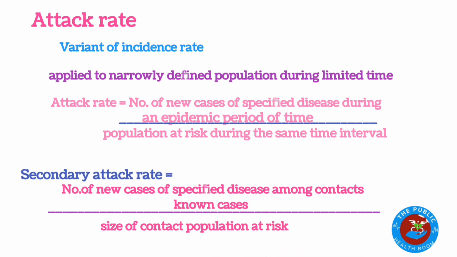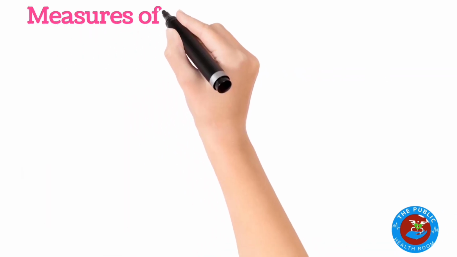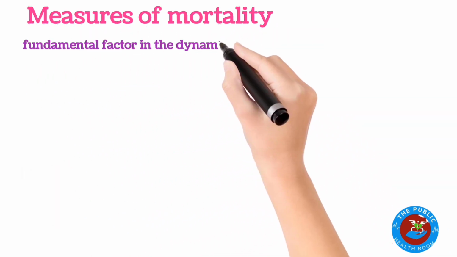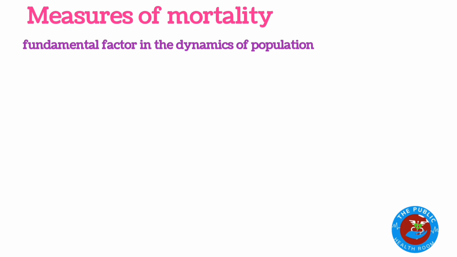Measures of mortality rate. Mortality is the fundamental factor in the dynamics of population growth and causes of death. A mortality rate is a measure of the frequency of occurrence of death in a defined population during a specified interval. For a defined population, over a specified period of time. It is calculated by the formula: deaths occurring during the given time period over size of the population among which deaths occur.